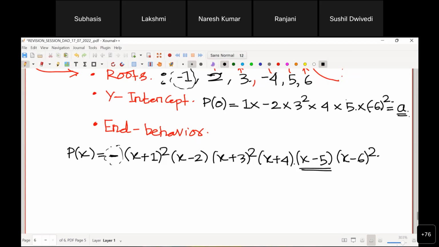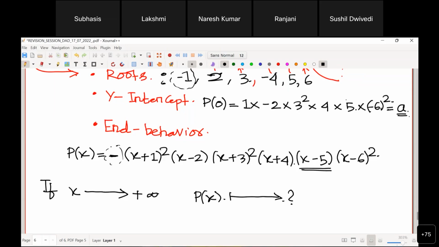Basically to find the end behavior, we need to find, if x tends to plus infinity, what will be the behavior of p of x? Any idea how one should find out the behavior of p of x as x tends to plus infinity? Minus infinity. Yeah.